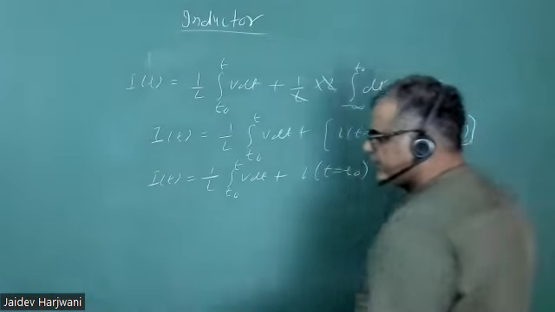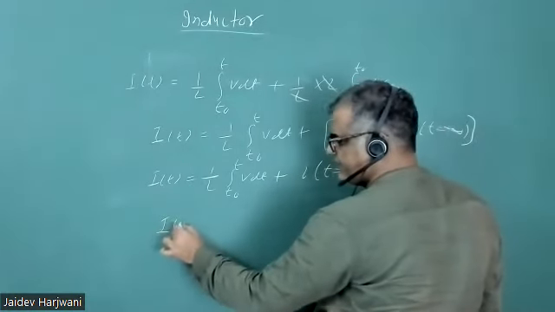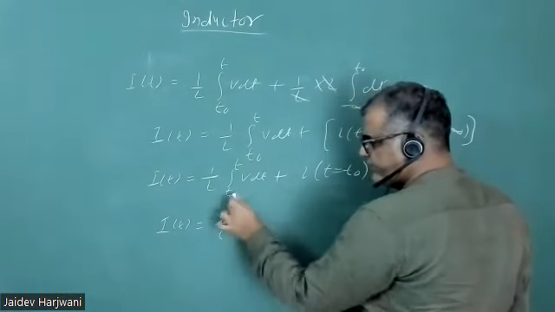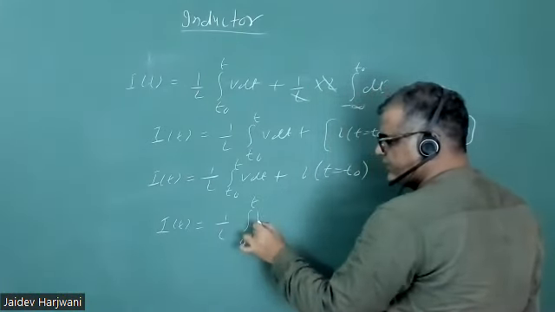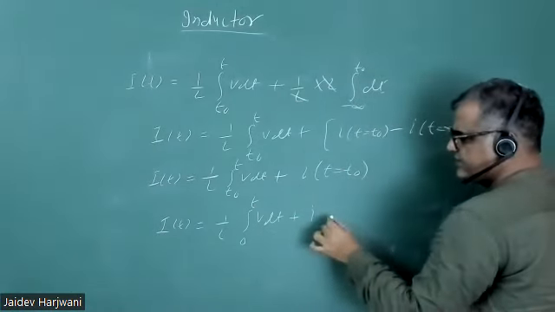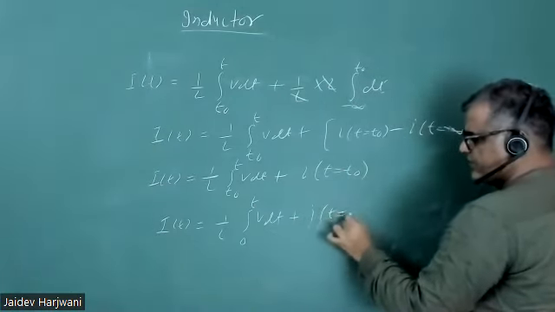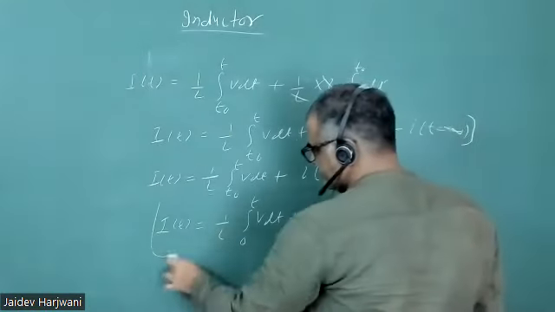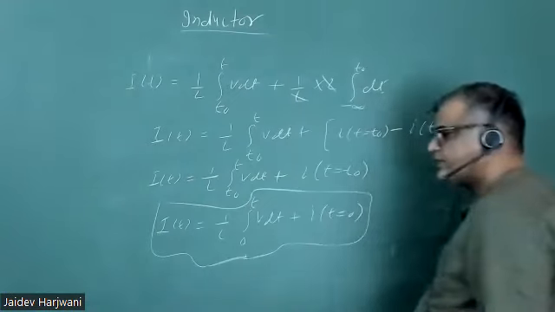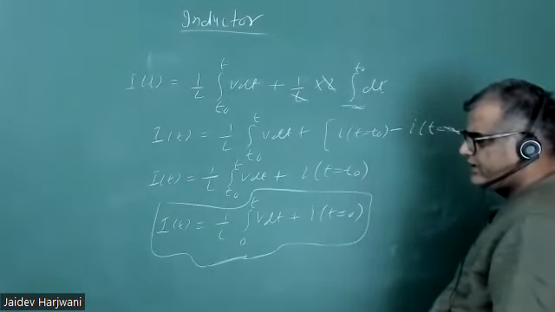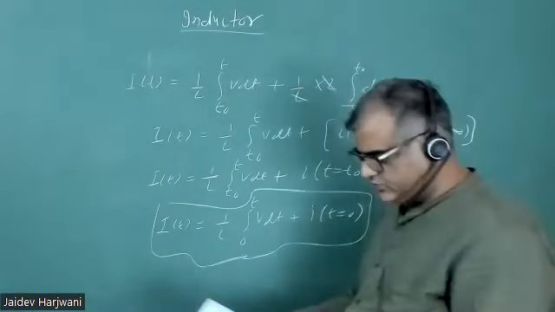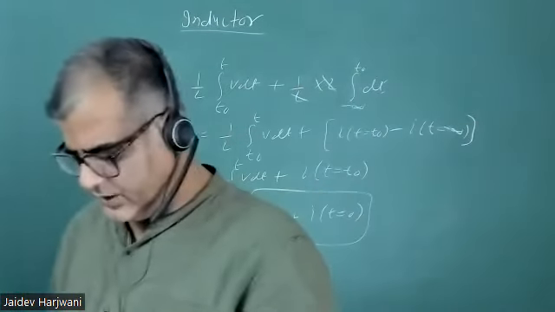Okay, and then it will be 1 upon L. Now you put t is equal to 0, that will be 0 to t of v dt. And if you want to write initial time as t is equal to 0, that is your equation. Okay, that is your current flowing at any time t, can be calculated using this equation in the circuit.